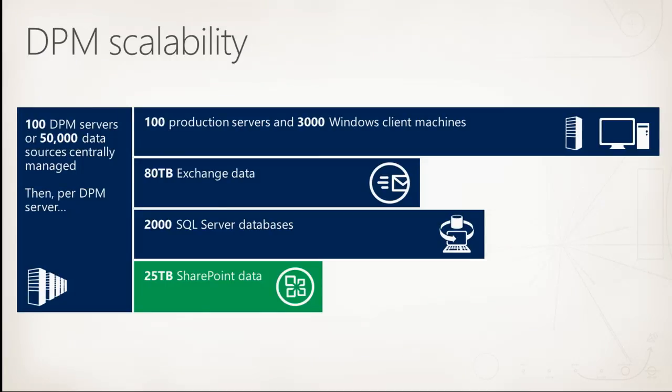80 terabytes of Exchange data per DPM server. So again, 80 per DPM server. If you've got multiple Exchange instances or multiple installations, you can certainly have more DPM servers. And then up to 2,000 SQL Server databases have been tested per DPM server. There's nothing stopping you having more and more DPM servers and scaling this out. And then 25 terabytes worth of SharePoint data is kind of what the tested limit is per DPM server. So unless you've got a farm massively bigger than 25 terabytes, you should be absolutely fine to use DPM to protect that.